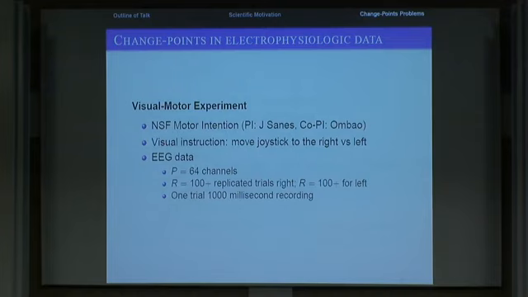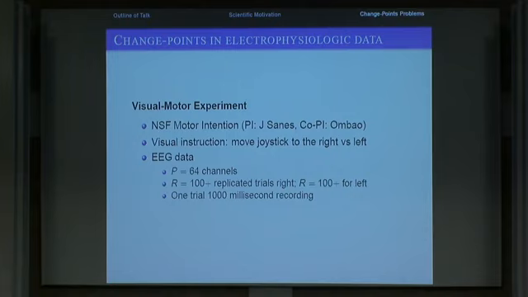So here is an example of electrophysiological data that we have. This is a visual motor experiment. The PI here is Jerome Saint. So the experiment is this. We have participants. These are college kids who participate in the experiment. You know, we give them free pizza if they participate.